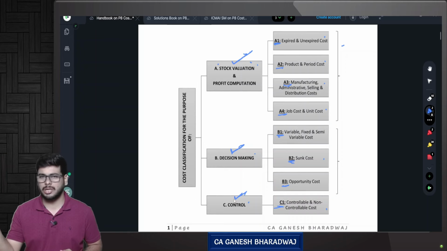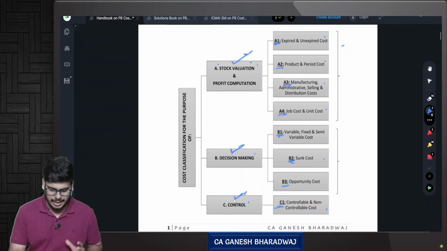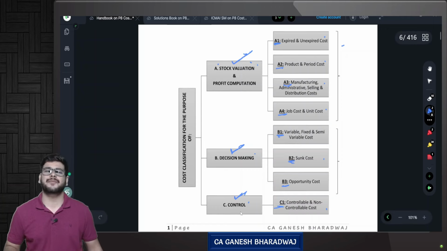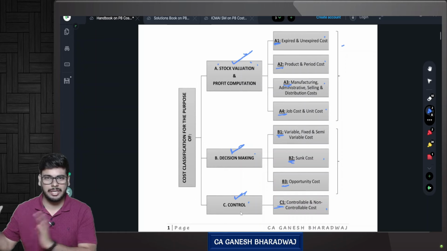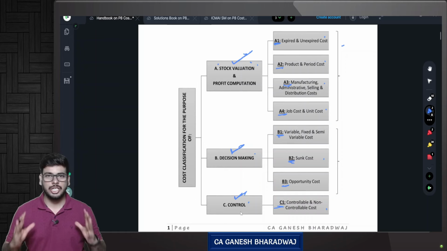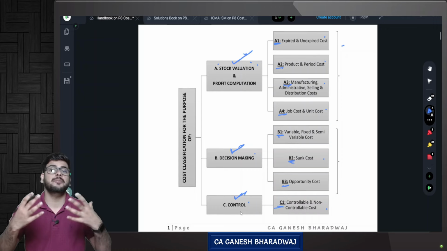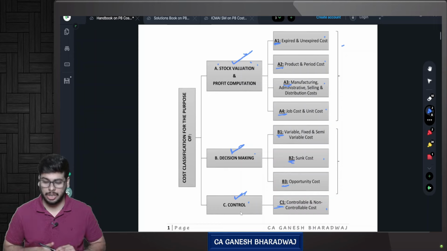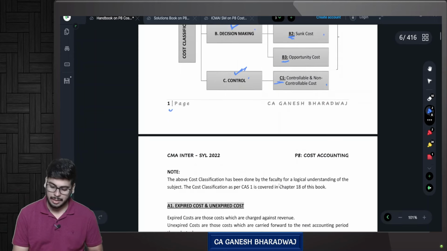Now objectives of cost accounting, they would have written some 6-7 points. So broadly, these are the three objectives. Apart from that, they would have said determination of selling price and all that. From a theoretical viewpoint, how to approach it, I will tell you differently, but this is how you need to look at the subject practically. So understand this classification I have made for the purpose of you to understand the subject logically. That's why I have given a note here. The above classification has been done by the faculty for a logical understanding of the subject.